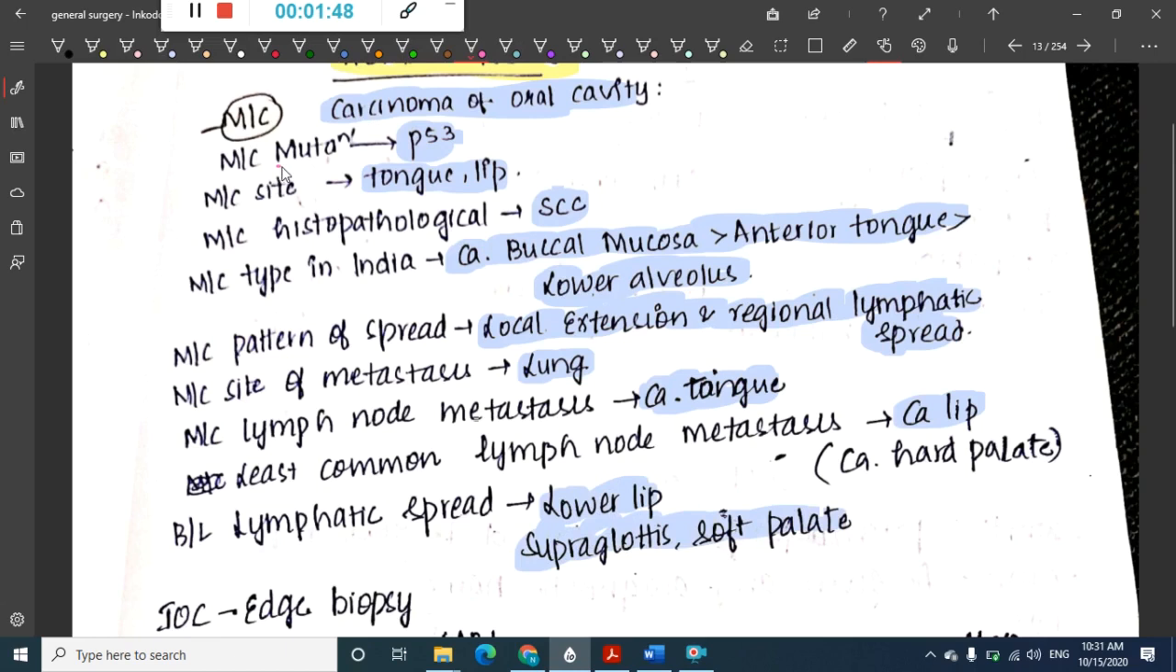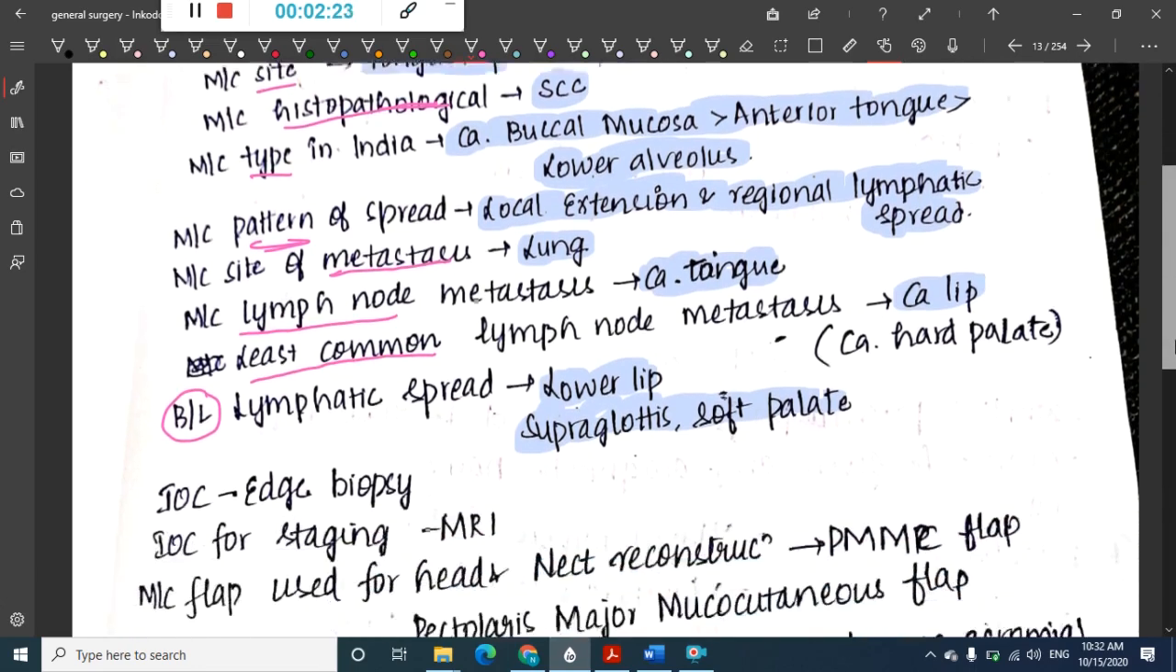So most common mutation is P53. Most common site is tongue and lip. Most common histopathological type is squamous cell carcinoma. Most common type in India is carcinoma of buccal mucosa, anterior tongue and lower alveolus. Most common pattern of spread is local extension and regional lymphatic spread. Most common site of metastasis is the lungs. Most common lymph node metastasis is in carcinoma tongue. Least common is in carcinoma lip. Bilateral lymphatic spread is present in lower lip, supraglottis and soft palate.